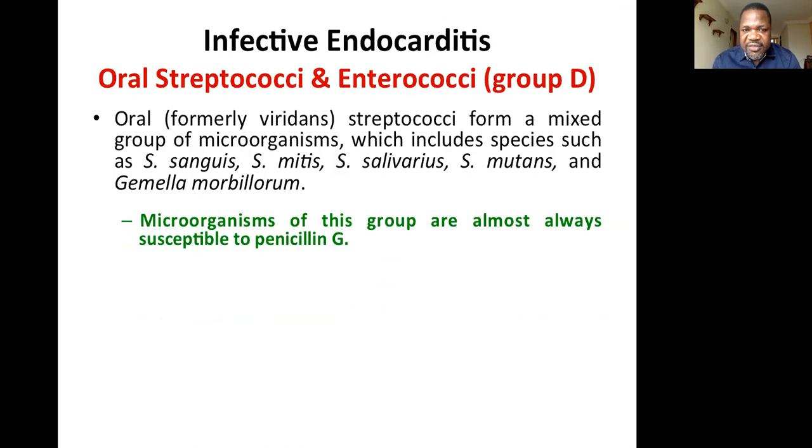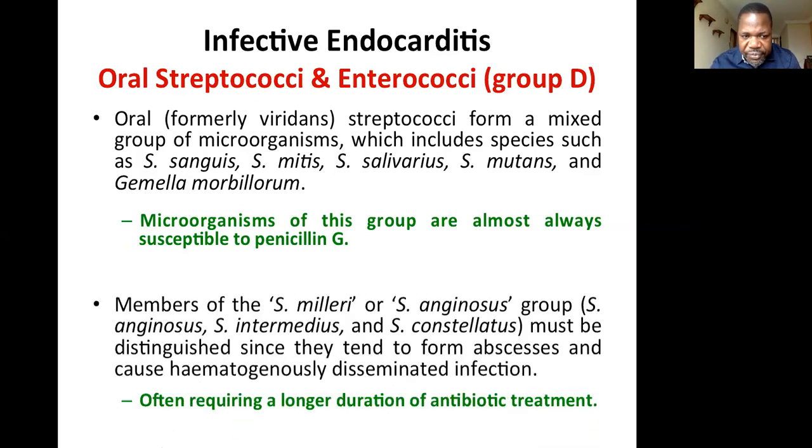So I said that they were formerly called the viridans streptococci, and they form a mixed group of microorganisms with different species. And what is particular about oral streptococci is that the microorganisms of this group are almost always susceptible to penicillin G. And that is a good thing.